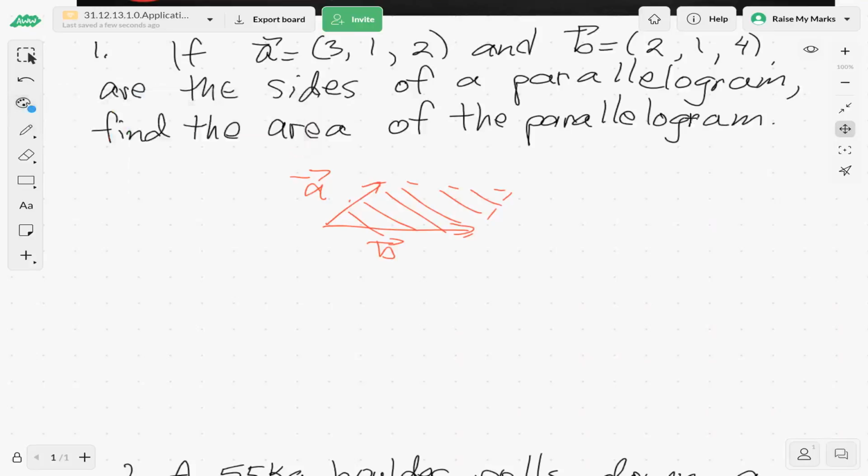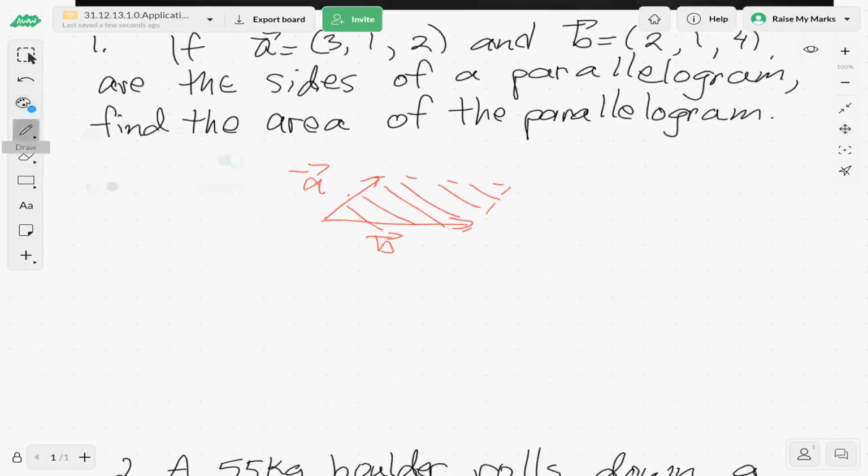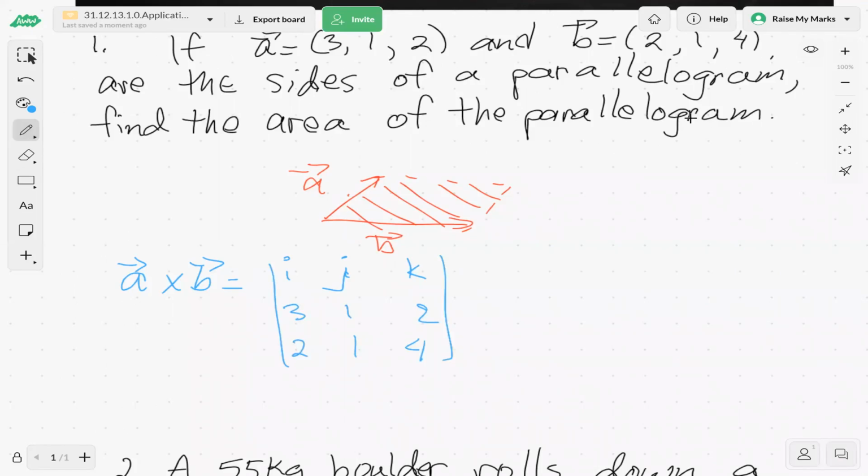Let's pick a color. All right. So we want to find the cross product of A cross B. And how do we do that? We make our box of numbers. IJK in the top row. The second row we have A, so 3, 1, 2. Third row we have vector B, 2, 1, 4. And then let's take our cross product.